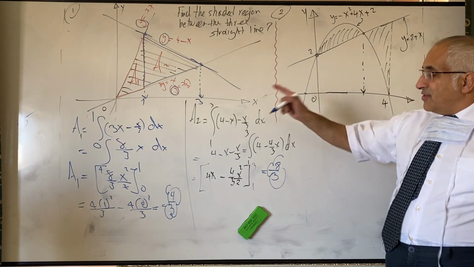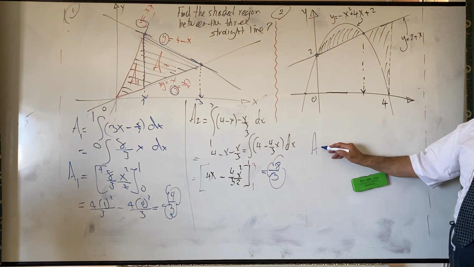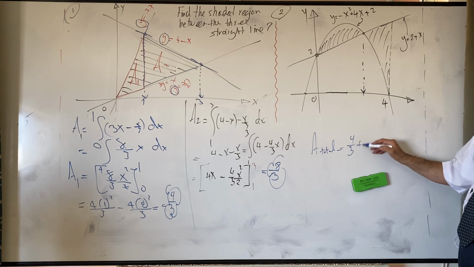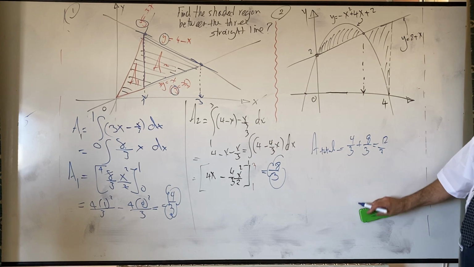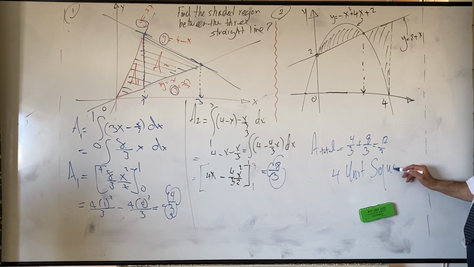Now, that's the first area, second area. So what is the final answer? The total area is the first region plus the second region. It's 12 over 3, which is what? 4 unit squared.